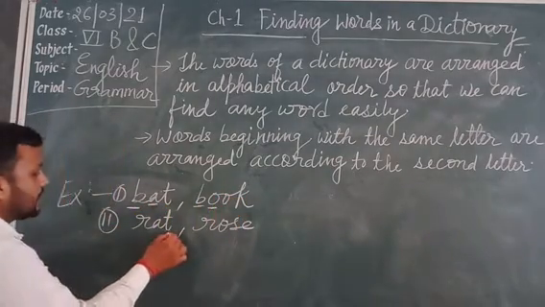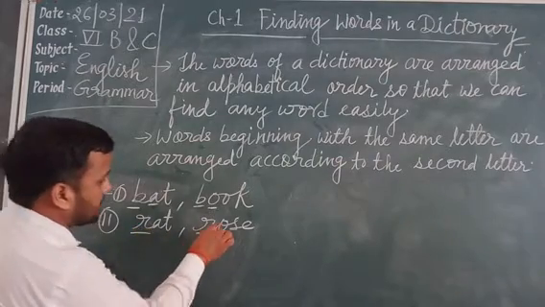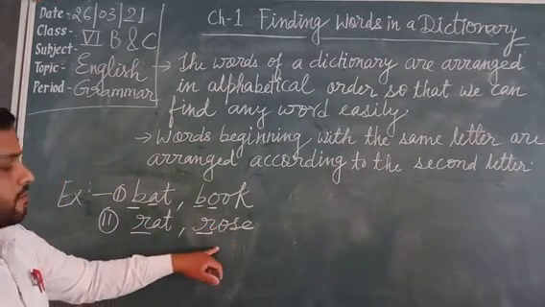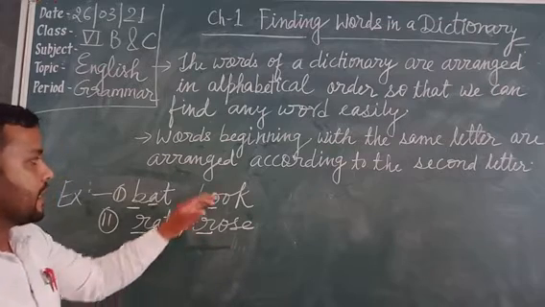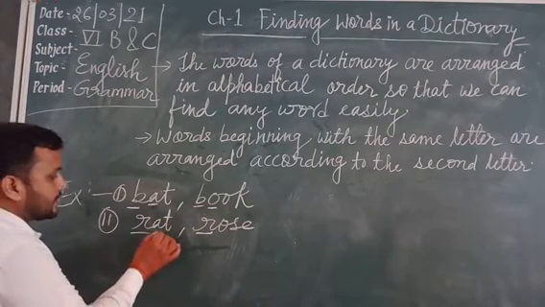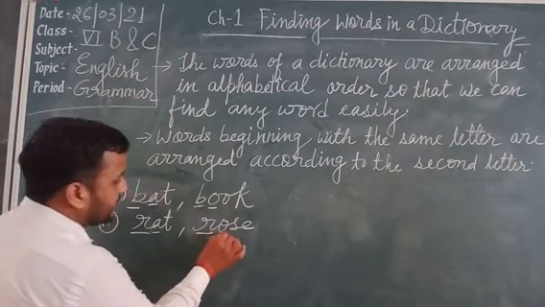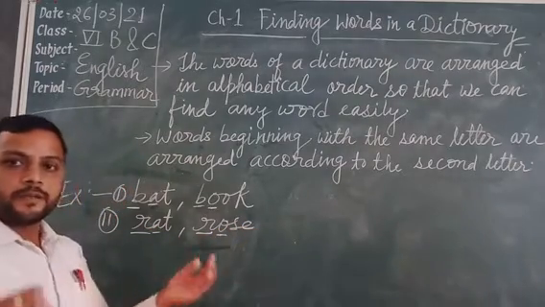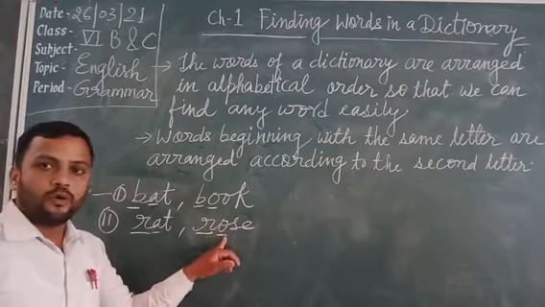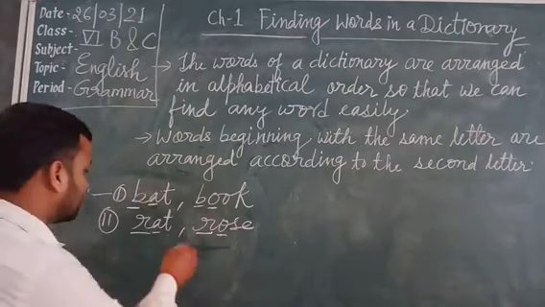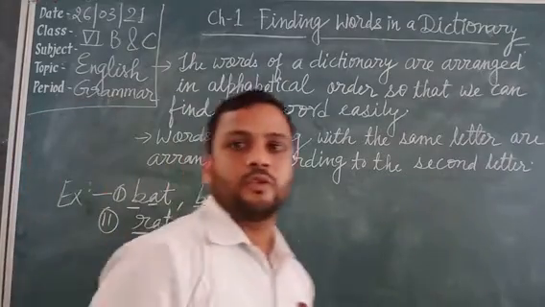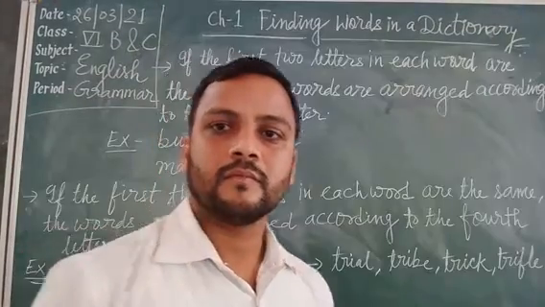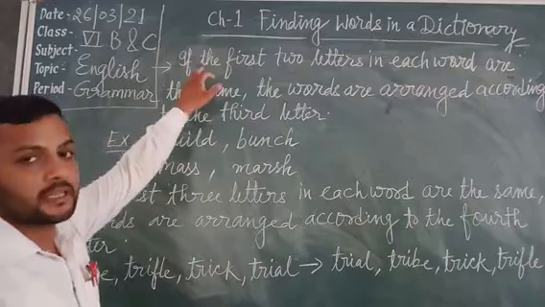In the same way, red and rose. R is common. Both the words start with the same letter. So these words will be arranged according to the second letter. The second letter is E here, and here the second letter is O. So in the alphabet, E comes first and O after E. That's why the first word will be red and the second word will be rose. Okay? Students, now see the next rule.